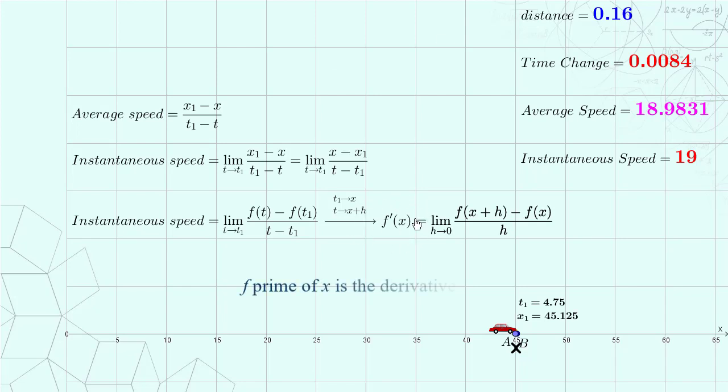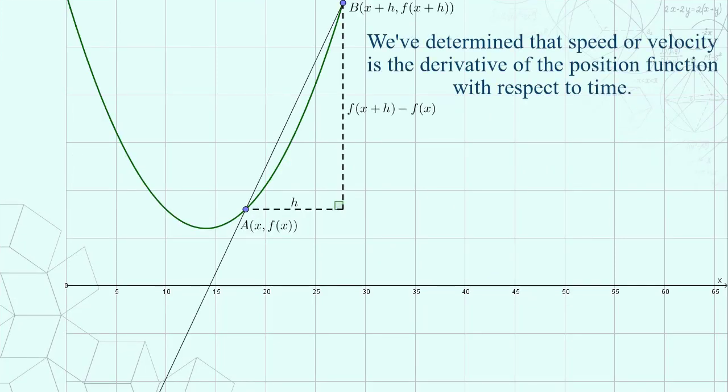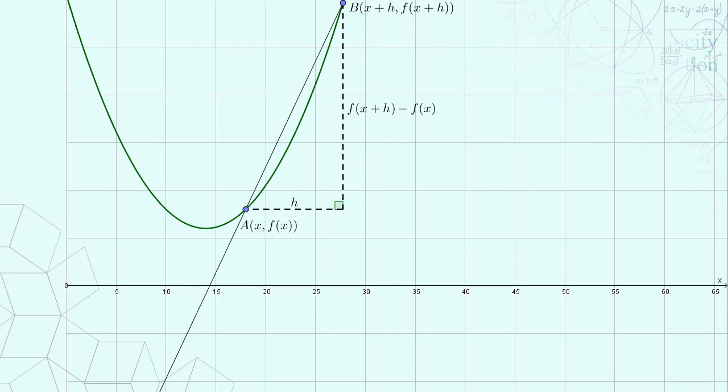f prime of x is the limit as h approaches 0 of f of x plus h minus f of x, over h. Thus far, we've determined that speed or velocity is the derivative of the position function with respect to time. Let's consider function f and its associated graphs.